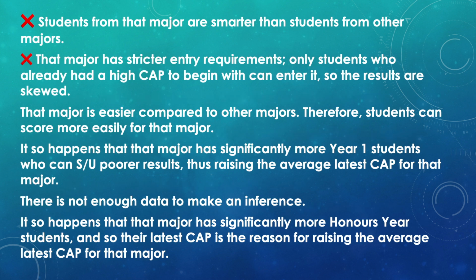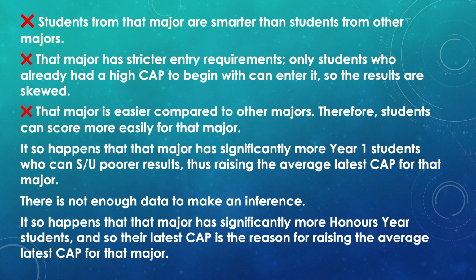Next one, that major has stricter entry requirements. Only students who already had a high cap to begin with can enter it, so the results are skewed. Is this true of CNM? No, so we can cancel this out. Next one is that major is easier compared to other majors, therefore students can score more easily for that major. Again, you cannot infer that from the data.